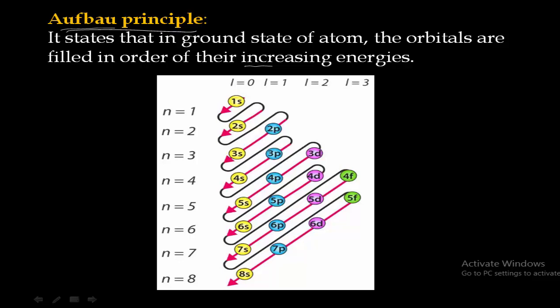So first electrons will enter into 1s. After filling this, 2s. After filling this, 2p. Then 3s. Then 3p, 4s. Then 3d, 4p, 5s. Then 4d, 5p, 6s. In this manner, the electrons will go on filling up in an atom. So remember this diagram.